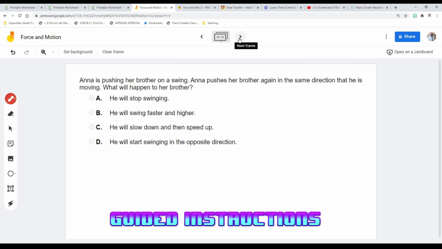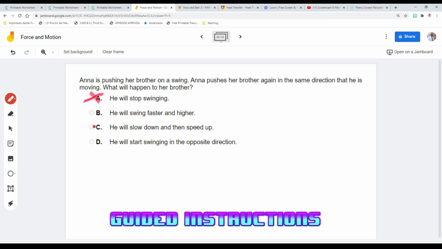Next, Anna is pushing her brother on his swing. Anna pushes her brother again in the same direction that he is moving. What will happen to her brother? Remember, when we push, objects go far away from us. When we pull in, they come closer to us. And the force we apply to the object will determine how far or how close, if we pull in, that object will move. He will stop swinging? That's not true, because if you are pushing someone on a swing, he will always be in motion. He will swing faster and higher.